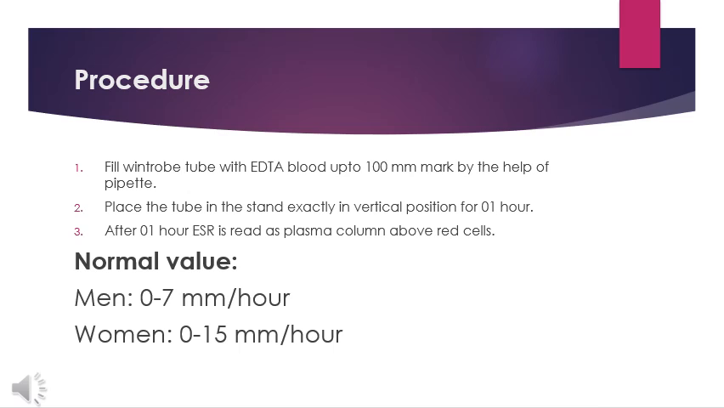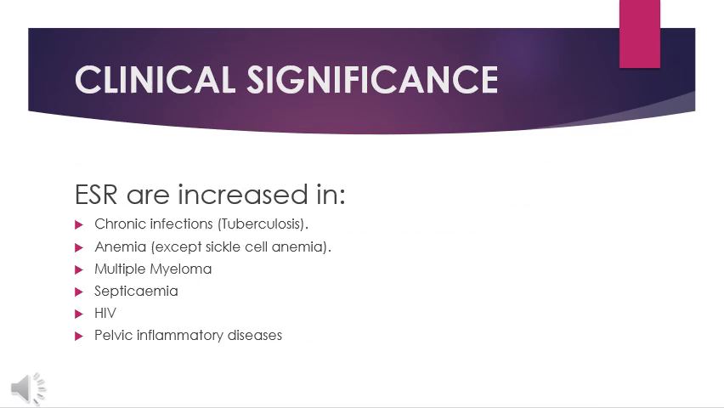As you can see, the normal value for men is 0 to 7 millimeter per hour, and for women it is 0 to 15 millimeter per hour. As we discussed at the start of the lecture, ESR is not a specific test. It is not diagnostic for any specific disease, but instead it will give you an indication that some problem is going on in your body, like inflammatory conditions.